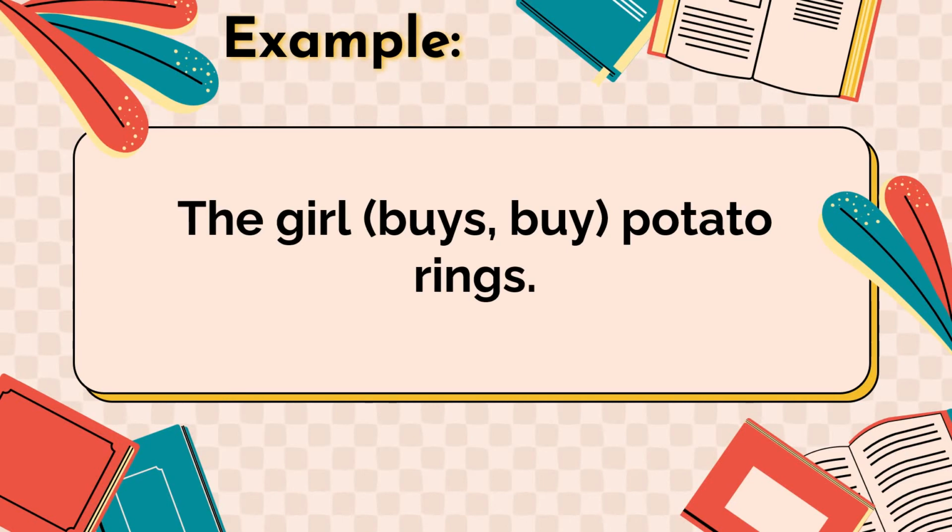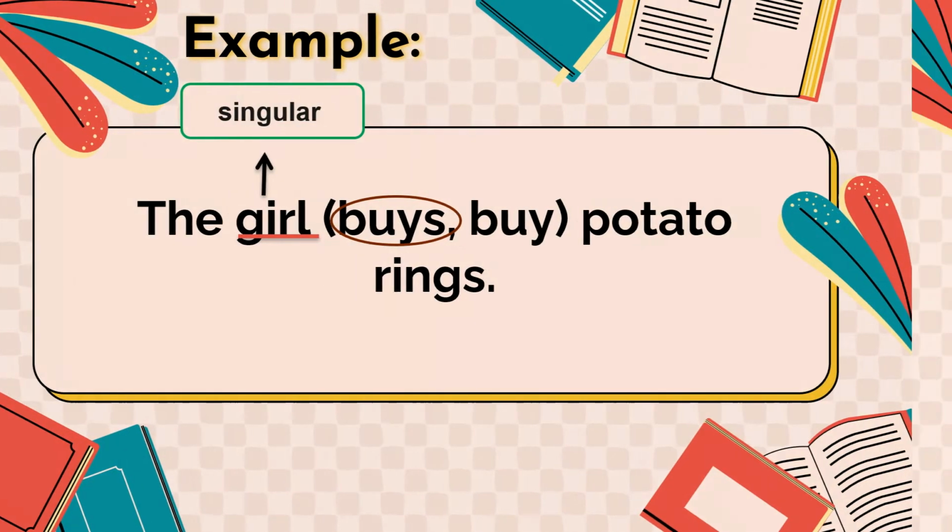Let us study this example. The girl buy potato rings. In order for you to identify which verb you are going to use, first thing that you should do is identify what is the subject. Okay, so the answer here is buys because the subject is girl and girl is singular.